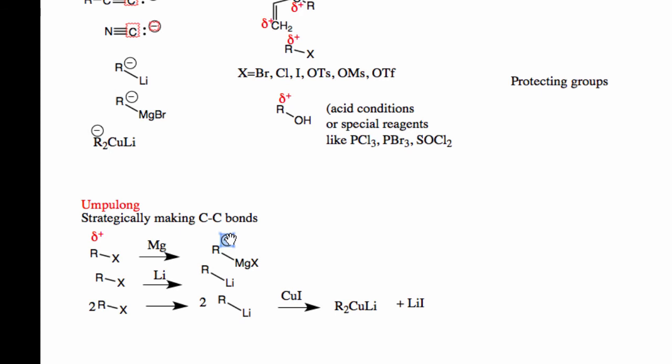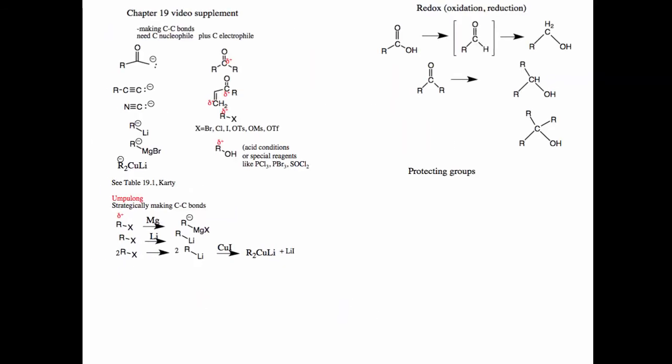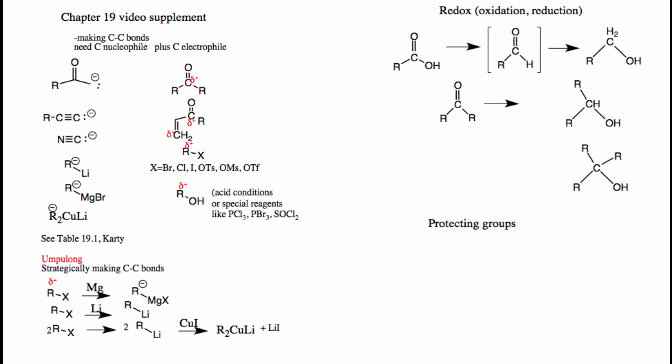But in general, when you see a product of a carbon-carbon bond formation, there's going to be some lingering functional group right near where that carbon-carbon bond was made. Another major topic of Chapter 19 is oxidation and reduction, and we've already seen some of this in prior chapters.